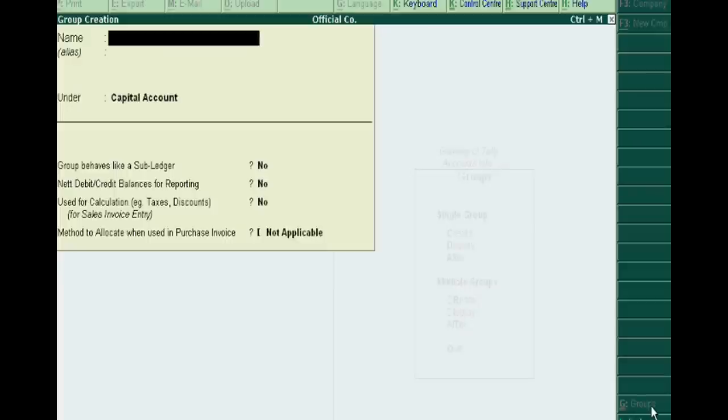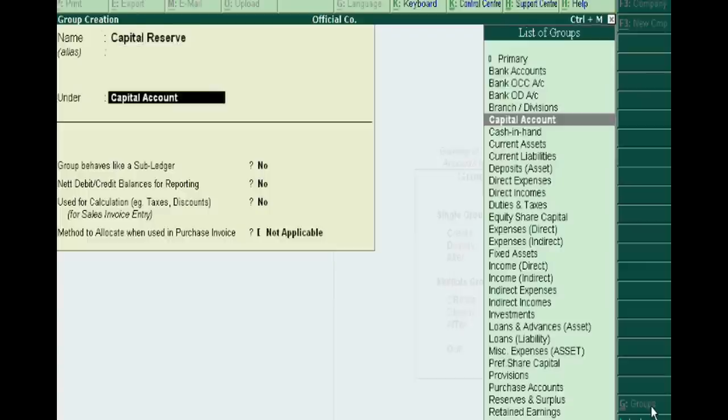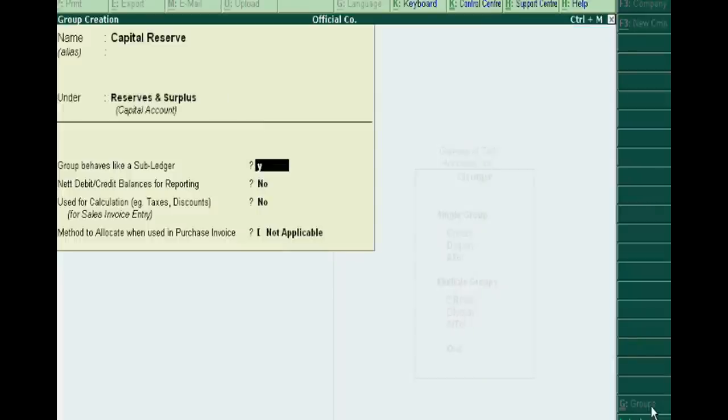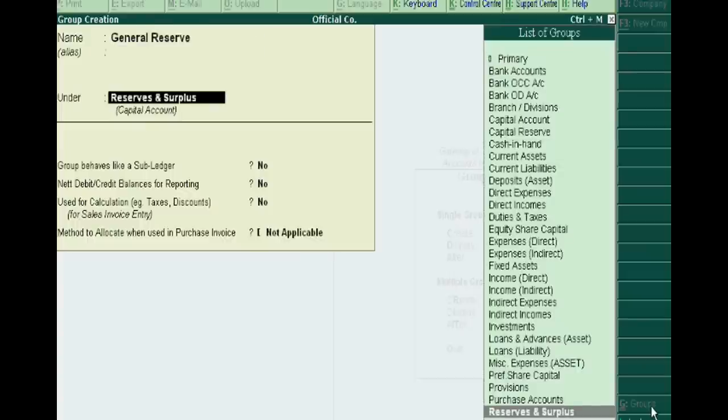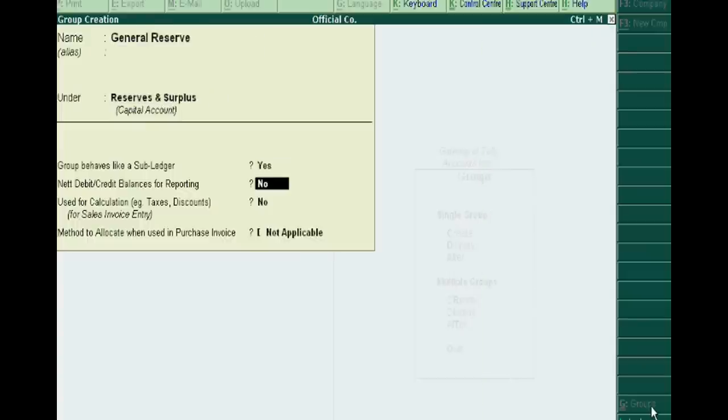You can also create a capital reserve account under reserve and surplus. Yes, it is a subgroup. You can create a general reserve under reserve and surplus. Yes.